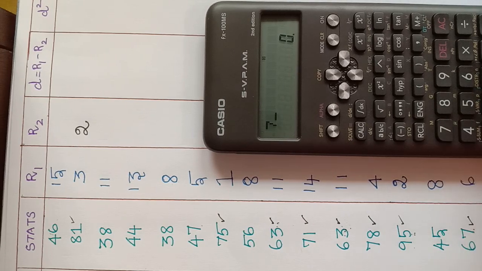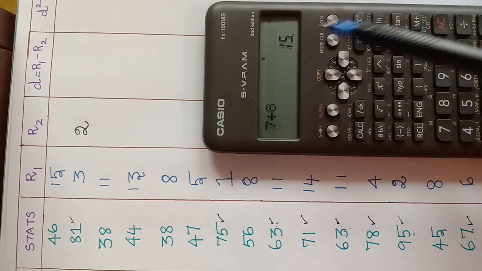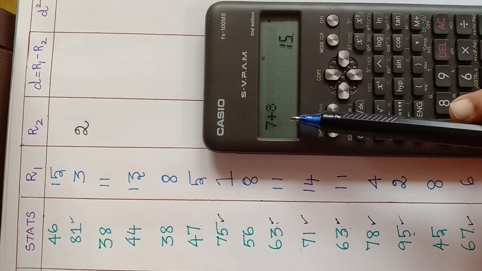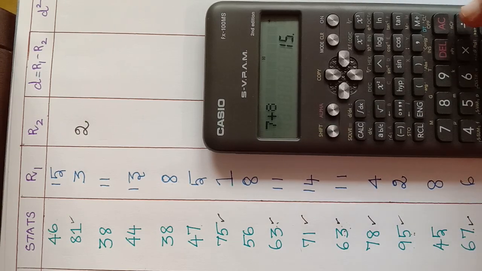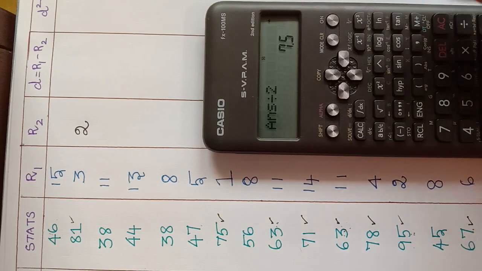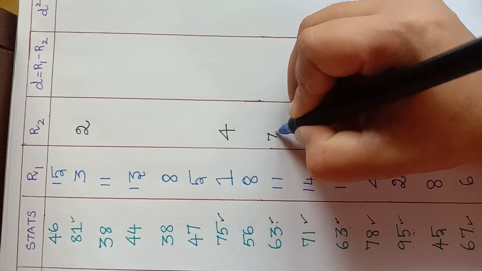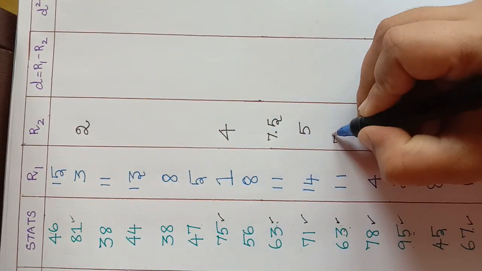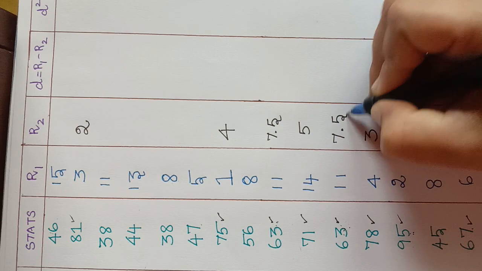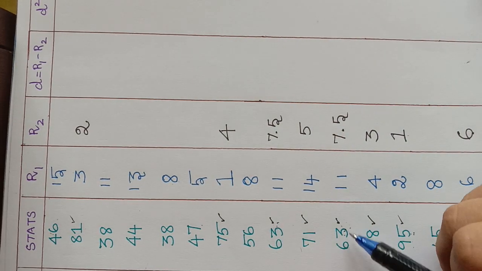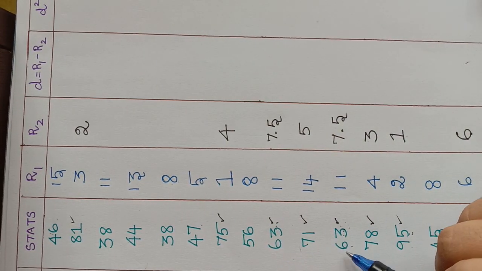That is 7 plus 8, which is equal to 15. And how many ranks have we taken for the average? 2 ranks. So divided by 2, because only 2 marks were repeated. So that is equal to 7.5. So each of the marks will get the rank 7.5. So 7.5 will be the rank of these marks, that is 63 and 63. So we have done justice between them.